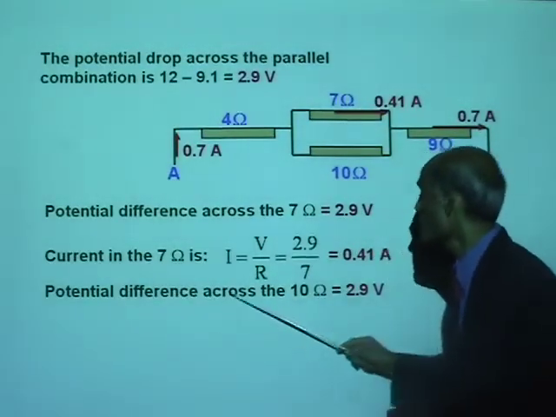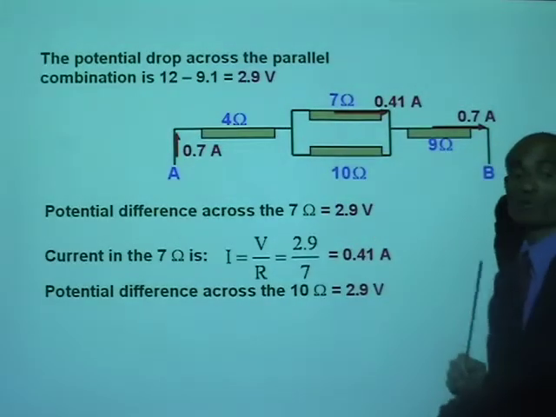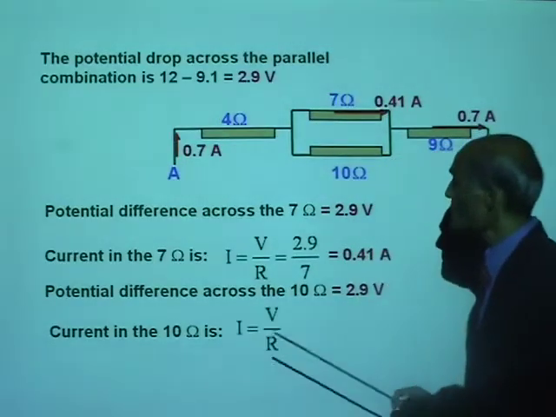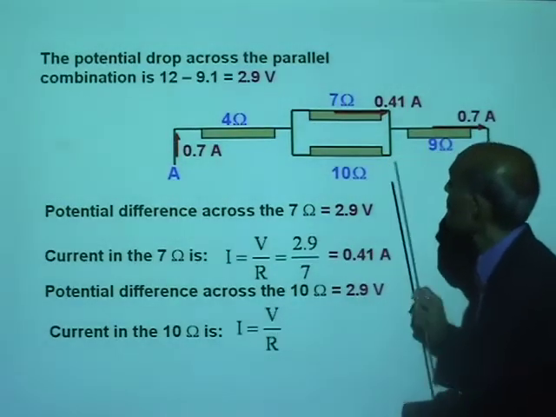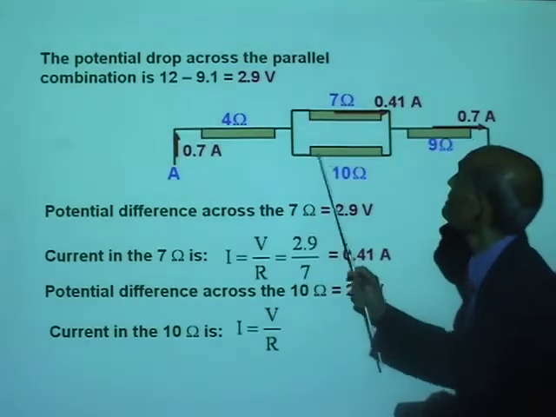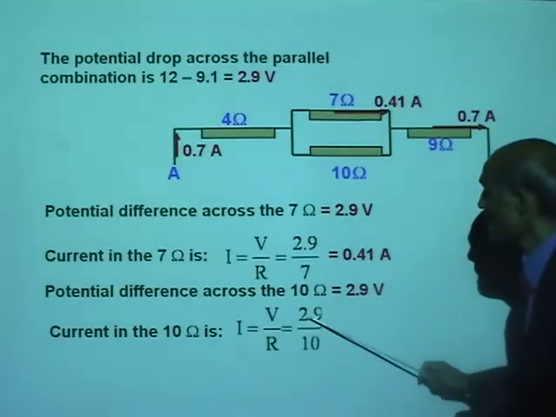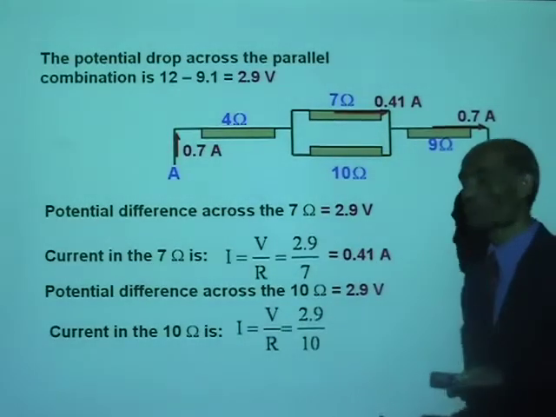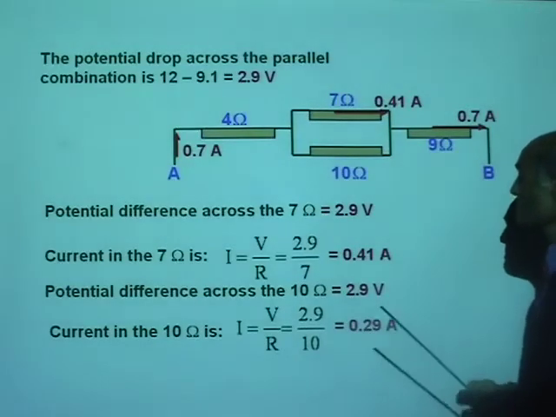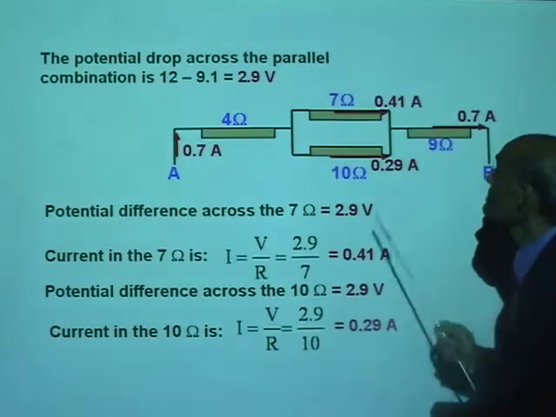And the potential difference across the 10 ohm also is 2.9 volt. Can you calculate the current in it? The current in the 10 ohm is potential difference divided by the resistance. The potential difference across the 10 ohm is 2.9 volt. Resistance is 10 ohm. So that will be 2.9 divided by 10. That is 0.29. So the current in the 10 ohm is 0.29 ampere.